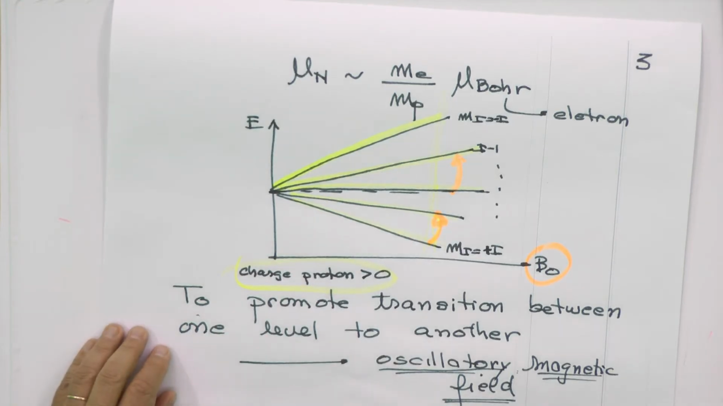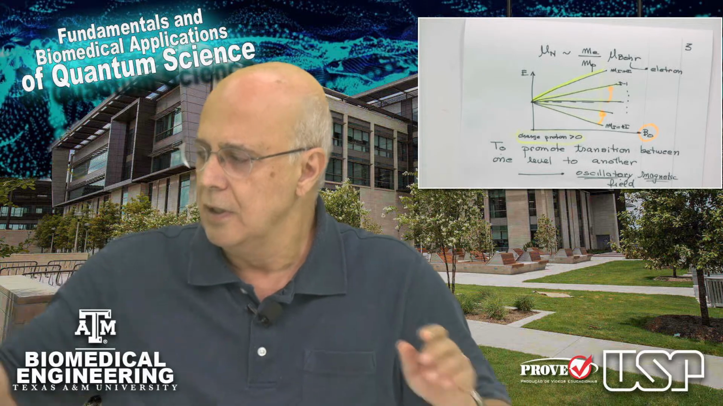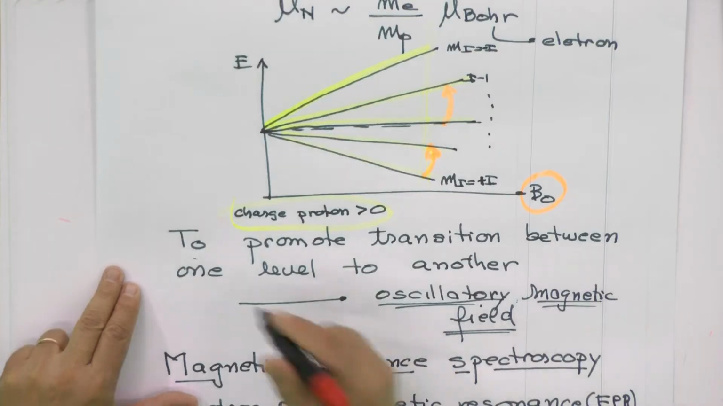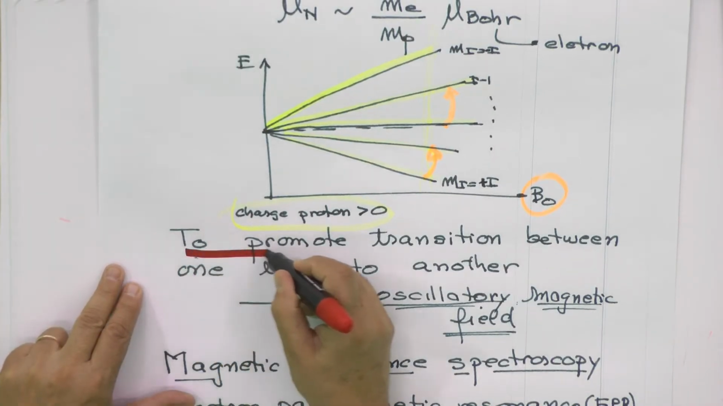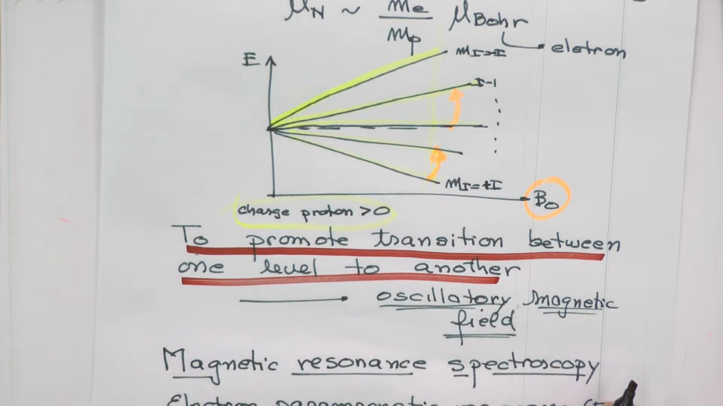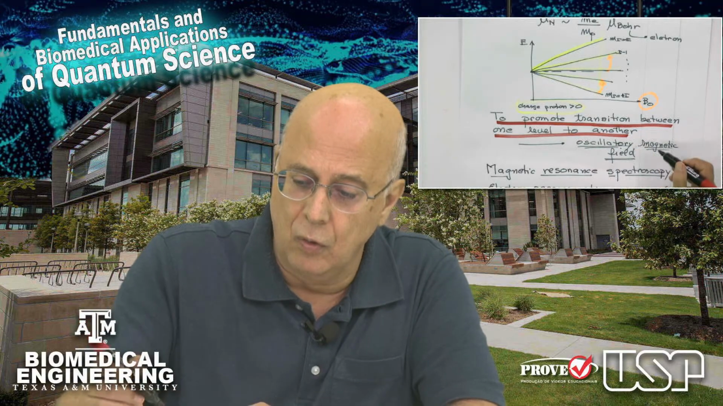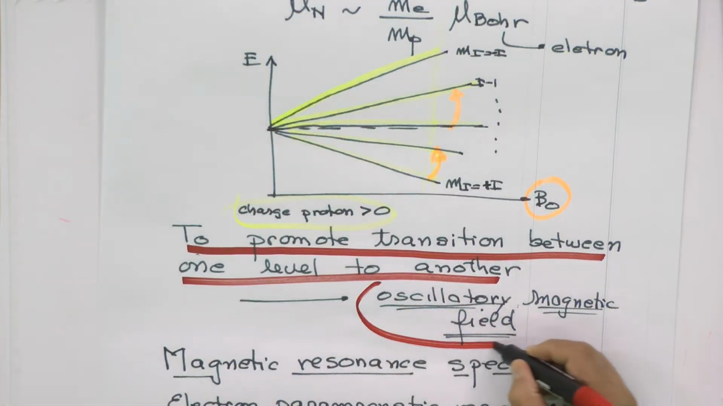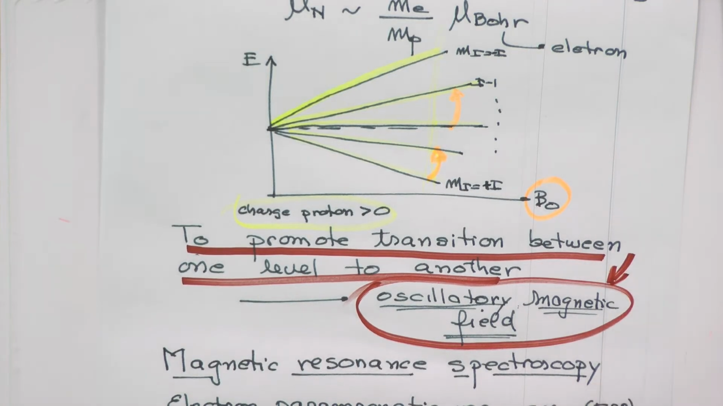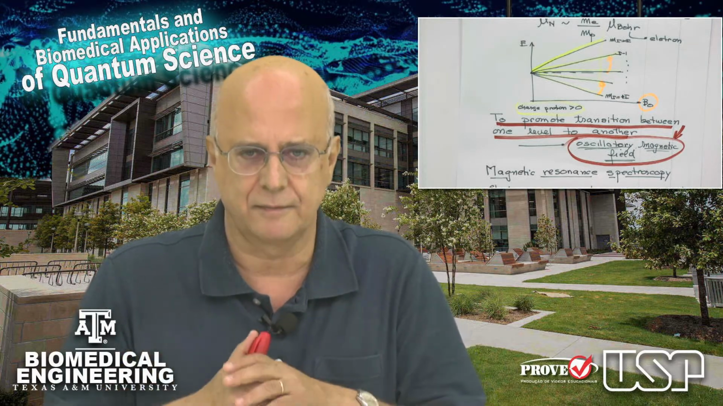Now, I told you that the essence of magnetic resonance is to promote transitions between those spin levels in the presence of an external magnetic field. Right? This is the essence of magnetic resonance. And now, what is the oscillatory part? We need an oscillatory field to promote this, and that's the component that comes from the electromagnetic radiation at some frequency.